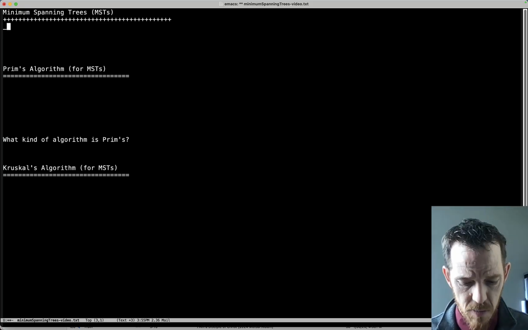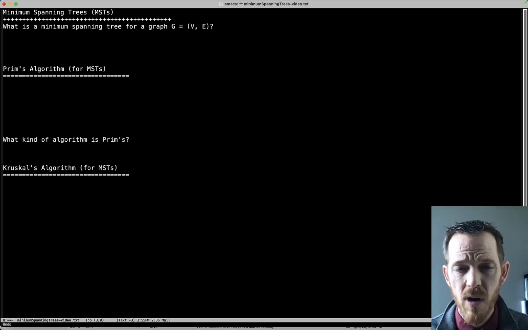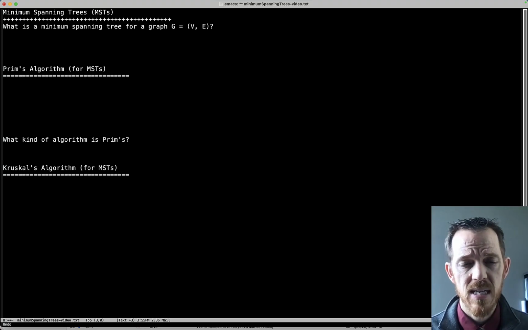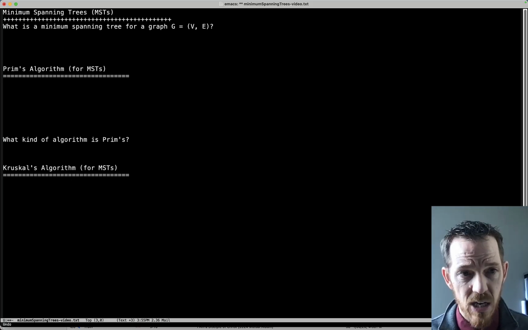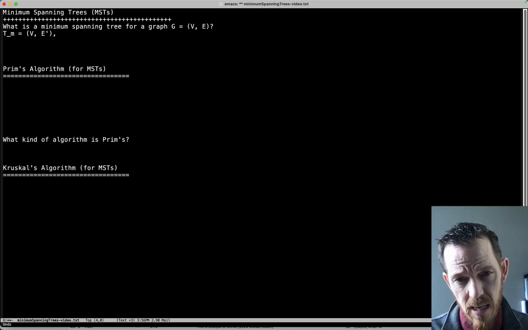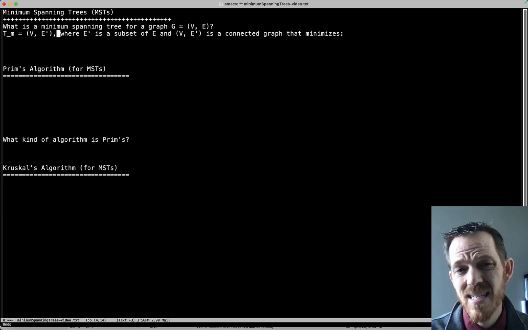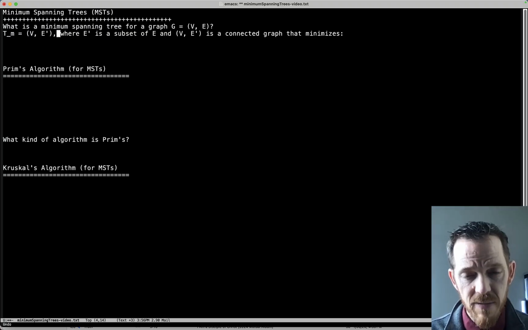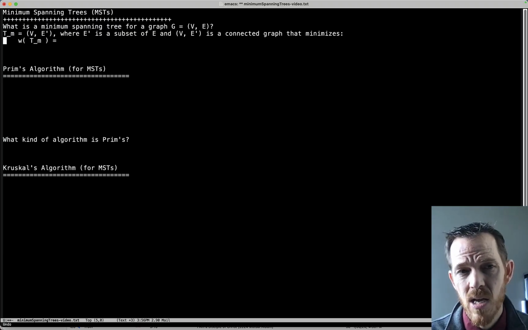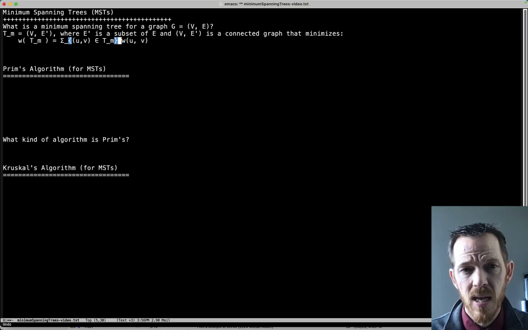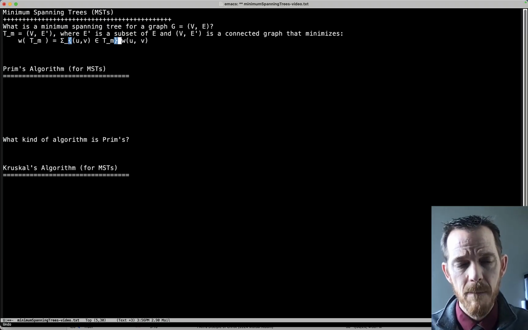So what is a minimum spanning tree for a graph with a set of vertices V and a set of edges E? Well, it's a tree, so it's a T sub M with the same vertices, but an E prime, where E prime is a subset of E, and our graph V with E prime is a connected graph. Furthermore, it minimizes the weight of T sub M, such that if you sum up all of the edges that belong in T sub M with all their weights, we're going to minimize that.